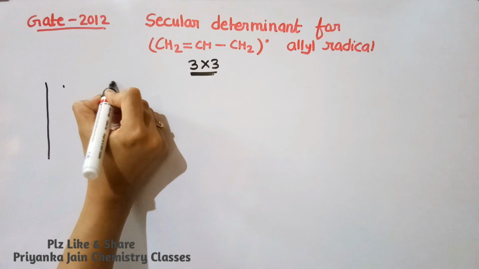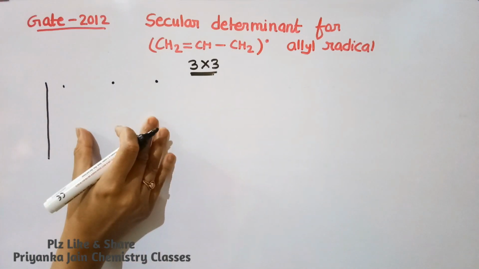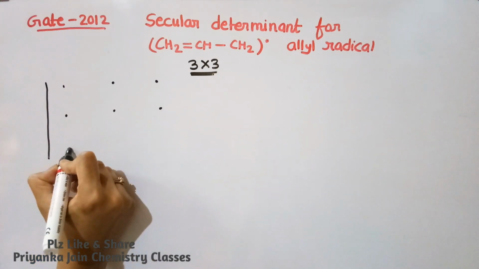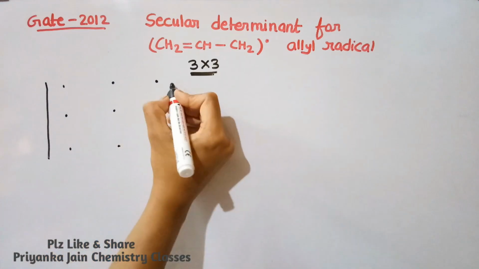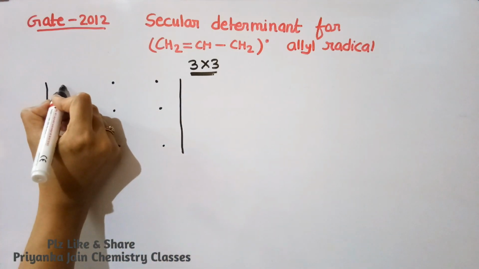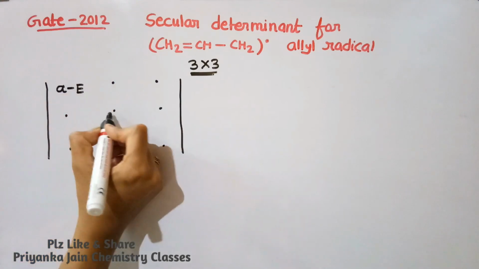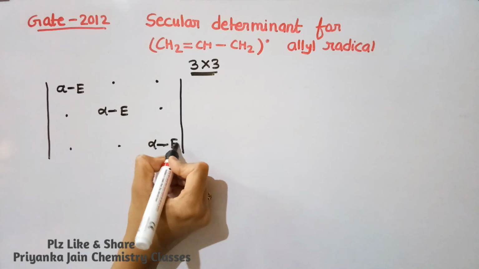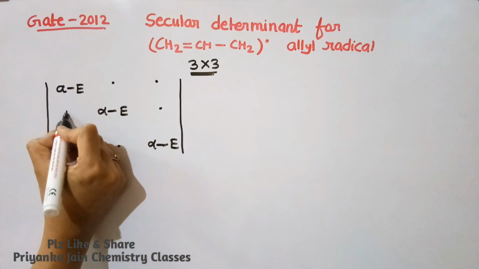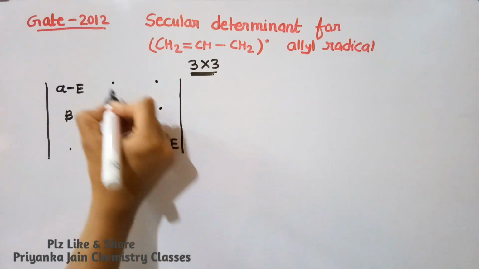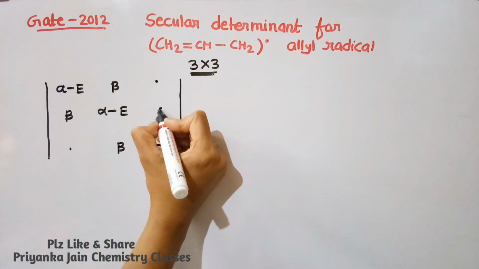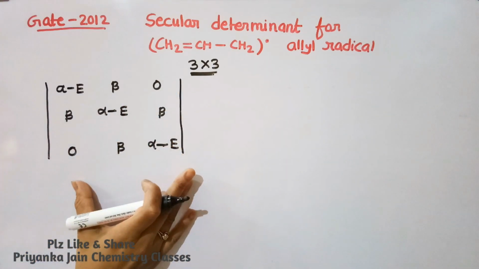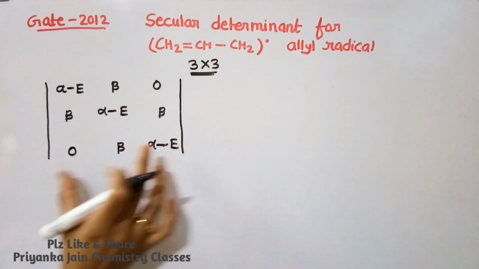For the linear polyenes, if acyclic polyenes are given, then how to do this? See here, we have to make a 3 into 3 matrix in this way. Now write down here alpha minus E at the diagonals, in this way, right? Now at the side of this you have to write beta in this way. This is beta. And this will be 0 because this is an acyclic polyene. So the rest of the terms you have to write down 0.